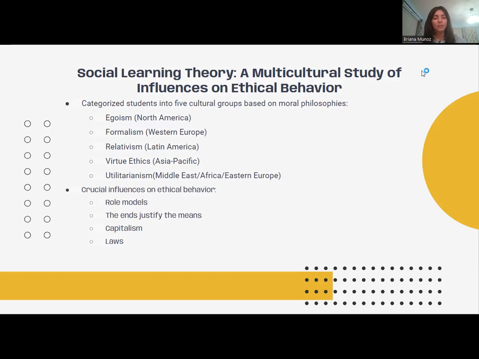And for the end justifies the means, the study looked at the perception of this within business decisions, and if students are led to believe that achieving business success requires sacrificing ethical principles. It's important to understand how this belief influences ethical standards. So another question that was explored was, do perceptions that the ends justifying the means within work environments lead to increases in unethical behavior in different cultures?